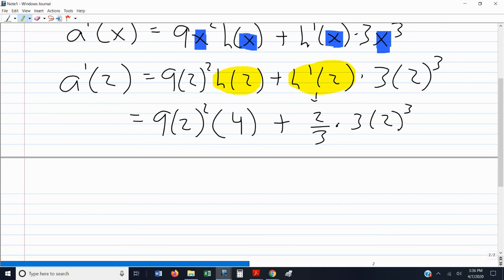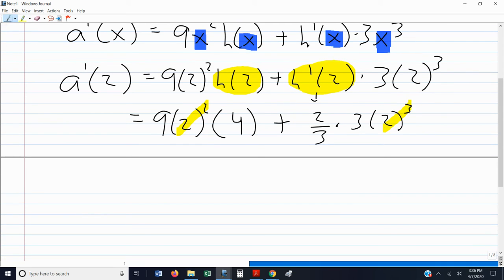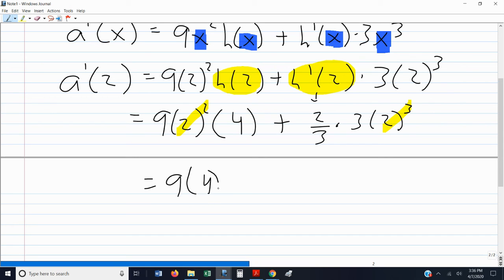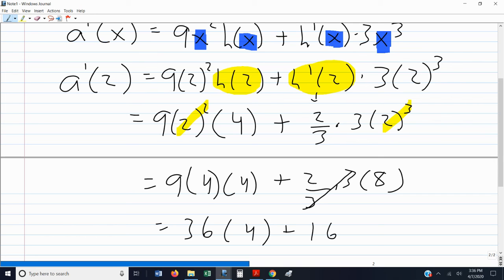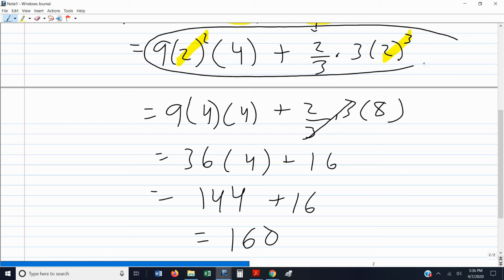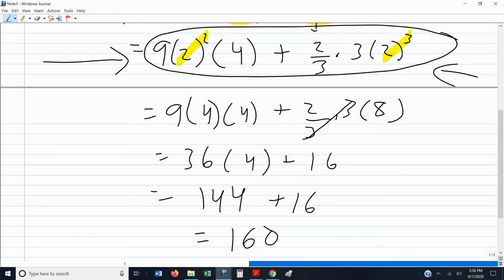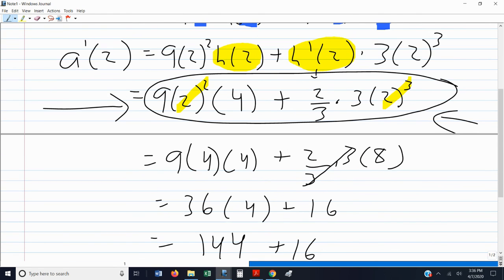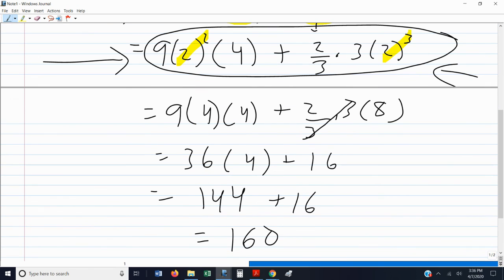If you wanted to keep simplifying, you could take care of the exponents first. So that would be 2 squared is 4, and 2 to the third is 8. You could cancel those 3's. This is 36 times 4 and 16. 24, 144 plus 16 to get 160. Okay, so if you wanted to simplify, it would be 160, but again, as you know, you are definitely allowed to leave it. After you figure out what is h of 2 and h prime of 2, you can just leave it with those numbers plugged in.